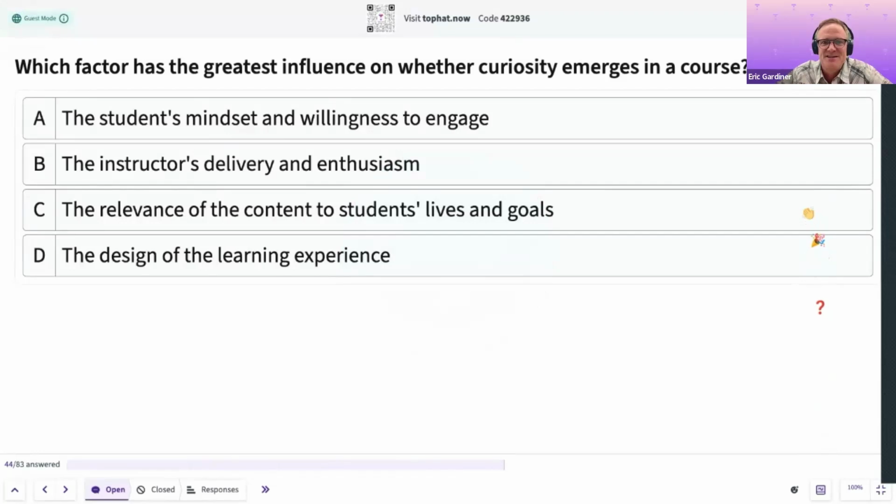We got D, B, and C. Some folks chiming in the chat. We'll just give them another few seconds to respond here. A number of D and B and C.